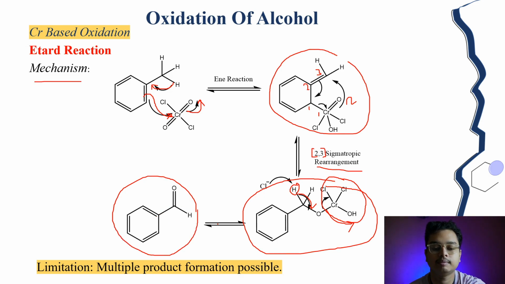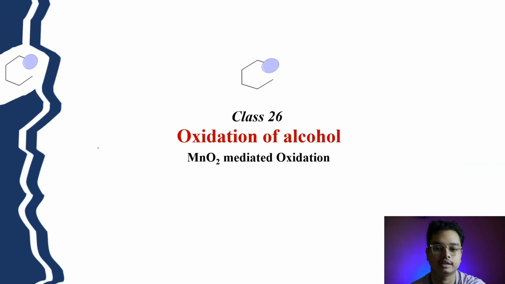So what should be the limitation? The limitation is that with this reaction condition, multiple product formation is possible depending upon the starting material or the intermediate generated. So this is the main issue of the Etard reaction.